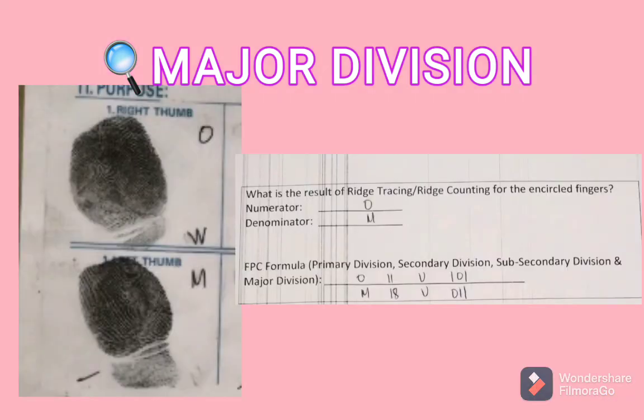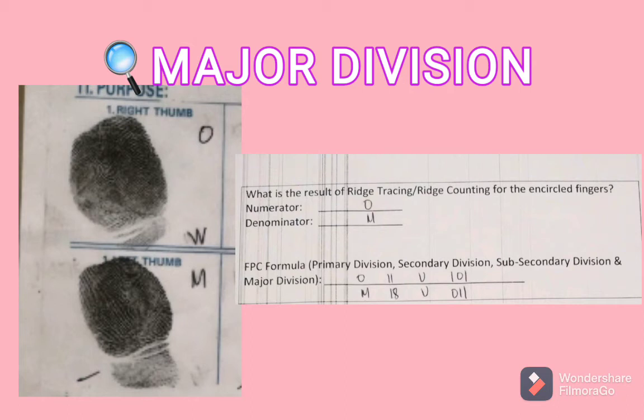As a result, for the right thumb, since it is a whorl, we're going to use the ridge tracing, and with the value of 3 outer, we're going to use O as a sign for the numerator. And for the left thumb, since it is a loop, we're going to use ridge counting, and the value is 15. So we're going to look at table number 1, and 15 is between medium, that is 12 to 16. So the denominator is M, stands for medium.